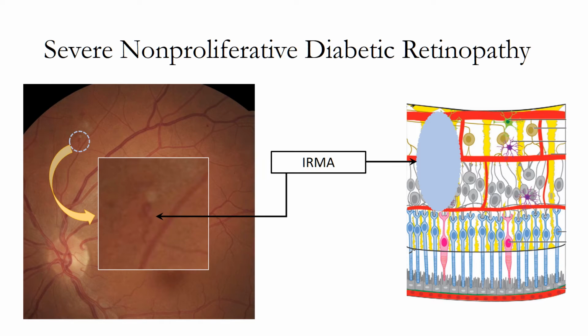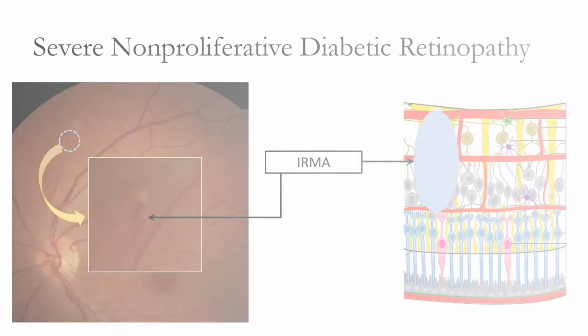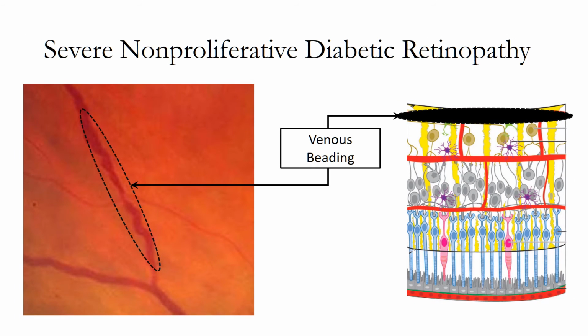This image shows an enlarged section containing IRMA. The irregularly shaped vessels appear similar to neovascularization, but are usually contained within the layers of the retina as shown. Venous beading, named for the irregular caliber of the retinal veins, is also a sign of severe nonproliferative retinopathy.